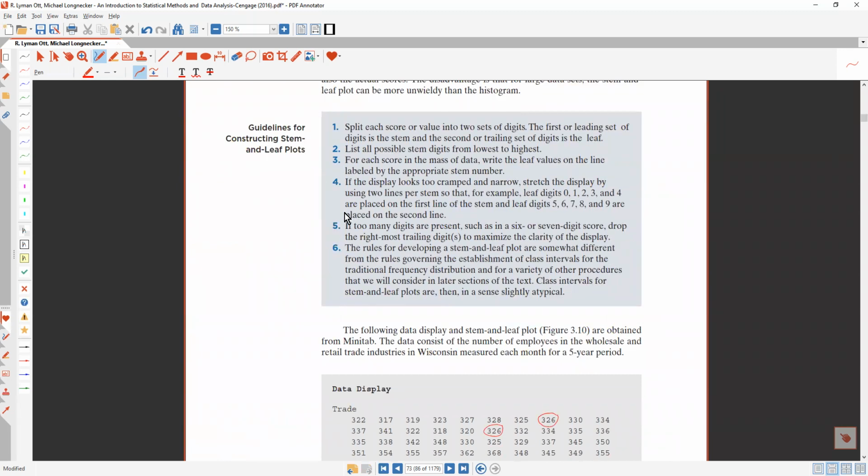Again, guidelines, you can read through those to help you understand what the stem and leaf plot is about, but definitely you do not want to be memorizing this, and you will not be asked on the test to go through the guidelines for constructing the plot. But if it helps you in understanding what that stem and leaf plot is communicating, then definitely be sure to read over that.